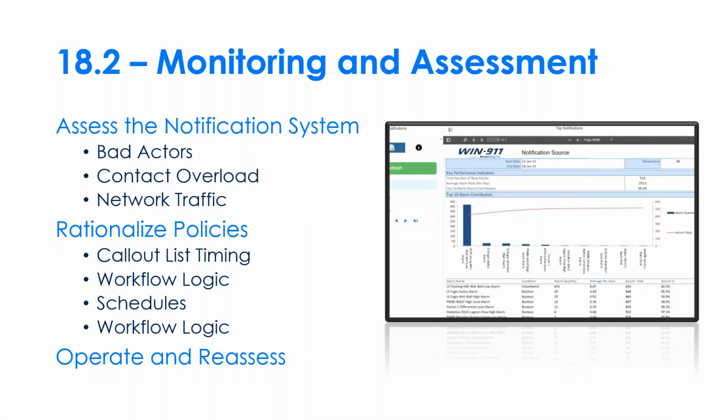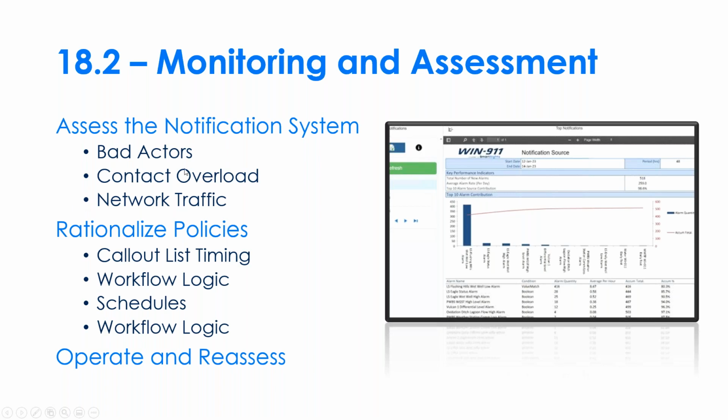Now, we also have the ability to generate longer-term reports on the notification system in Win 911, right? So we're looking not at the entire in-plant alarm system, but at the remote notification piece of it to assess problems that are occurring in that aspect of the implementation. So bad actors in the notification system, are we overloading certain contacts? Are they getting flooded with remote notifications?